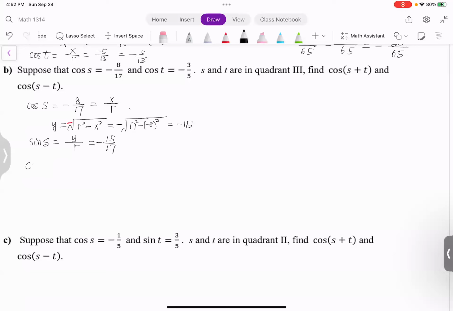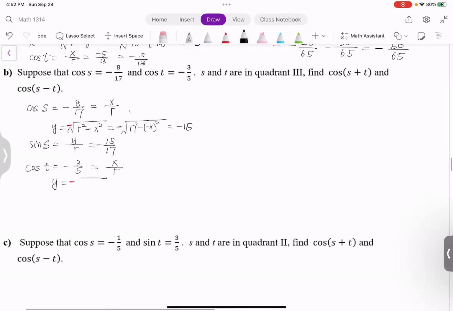Sine t? So we know that cosine t equals negative 3 over 5, and this is the x over r. So x equals negative 3, r equals 5. The y for the cosine t is in the third quadrant. Remember, we have a negative sign here. The square root of r squared minus x squared equals negative square root of 5 squared minus negative 3 squared. It is 4, negative 4, sorry.